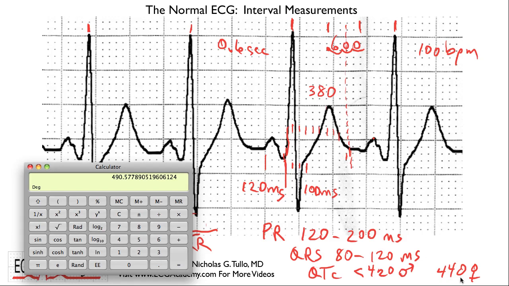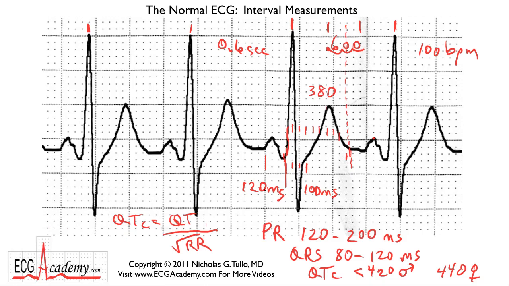If this was a woman, you'd be a little bit concerned. If it was a man, you'd be especially concerned. So what we found here is a fairly short PR, a normal QRS duration, and a QT interval that, when corrected, looks to be a little bit long for this patient.